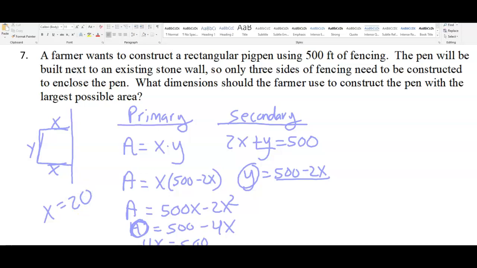We're not done. They still want to know the dimensions. That means the x and the y. So I've got x, but now I need to find y. To find your y, probably better just to go back to your secondary equation over here. We decided that x was 20.